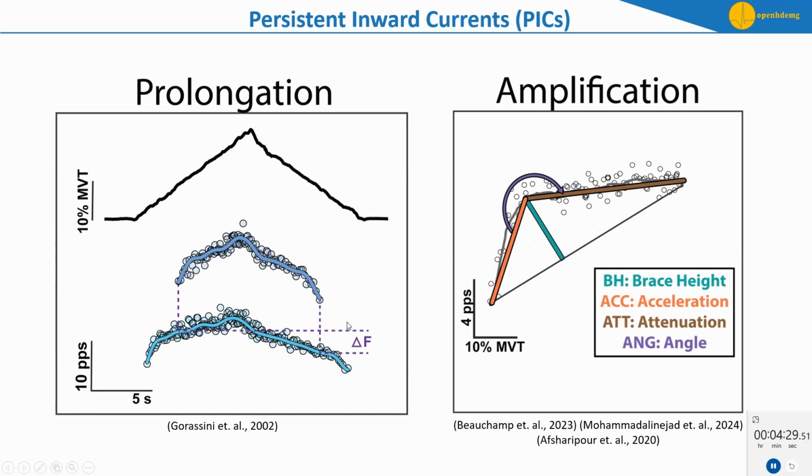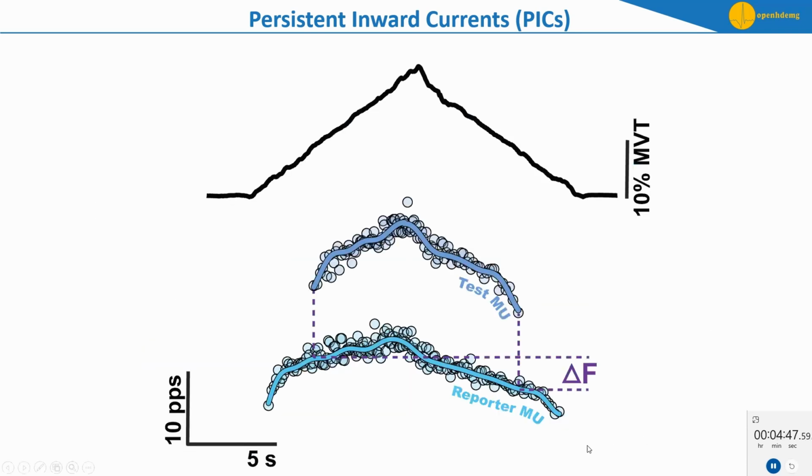For today, I'm going to focus on a metric called delta F, which is more or less looking at that prolongation, as that's what we currently have implemented in the newest release of openhdemg. But we have some various other approaches that may be forthcoming in additional future releases. So delta F, as I mentioned, is more or less quantifying that prolongation effect from PICs. It's slightly more nuanced than that, but that's a general idea.